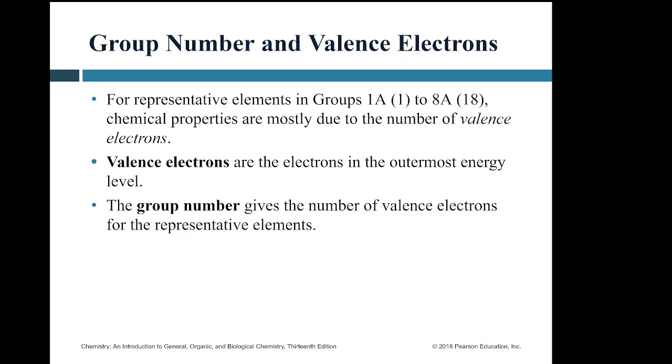Okay, so the representative groups, 1A to 8A, the chemical properties are mostly due to the number of valence electrons. These are the electrons that are in that outermost orbital. Valence electrons are going to be the outermost energy level. They're the stuff on the surface or the outside, so they're always going to get grabbed or interacted with. The group number actually gives you the number of valence electrons for those representative elements. That's actually why they do that 1A, 8A thing. It's so you can easily figure out the valence electrons. Okay.